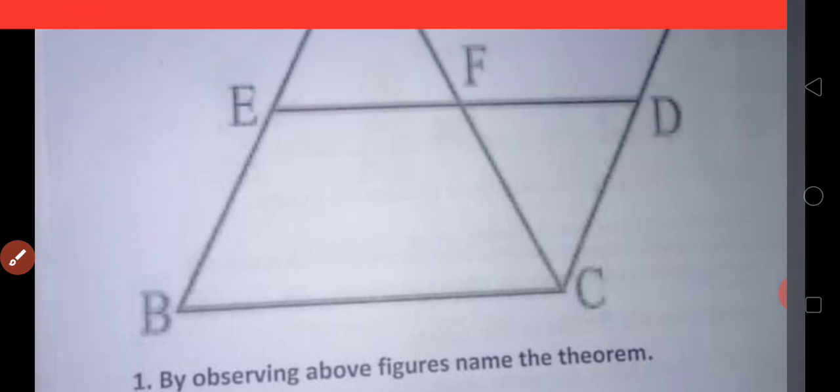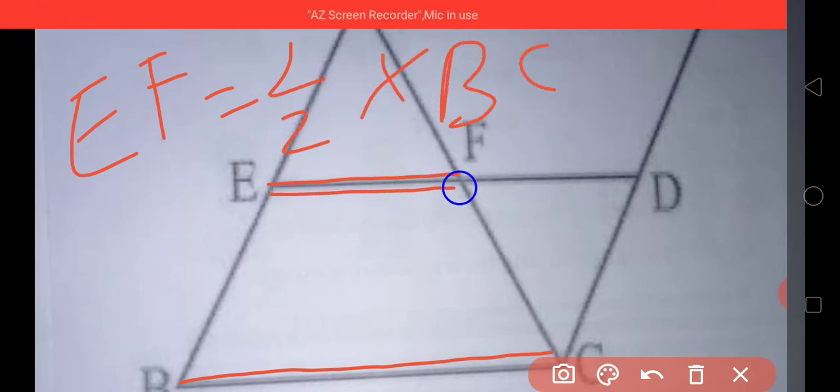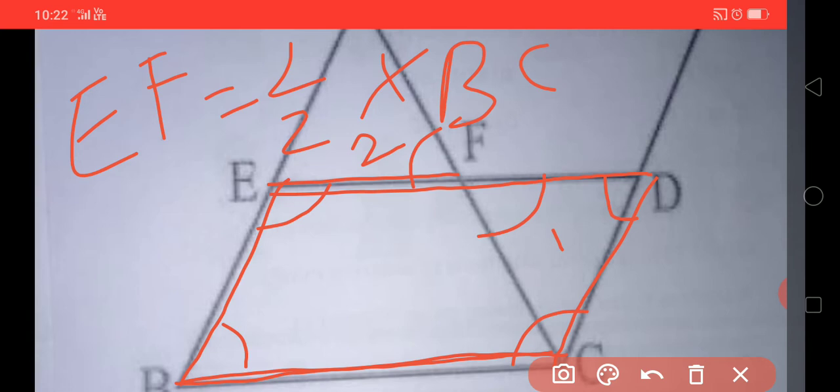In the midpoint theorem, you know that this EF is parallel to this BC, and also EF is half of BC, right? And we will use this ED is also parallel to BC. This EB is also parallel to this DC, right? This angle 1 will be equal to this angle 2, vertically opposite angles, right? And if this is a parallelogram, this B will be equal to D, this E is equal to this complete C, because these are the opposite angles of the parallelogram.